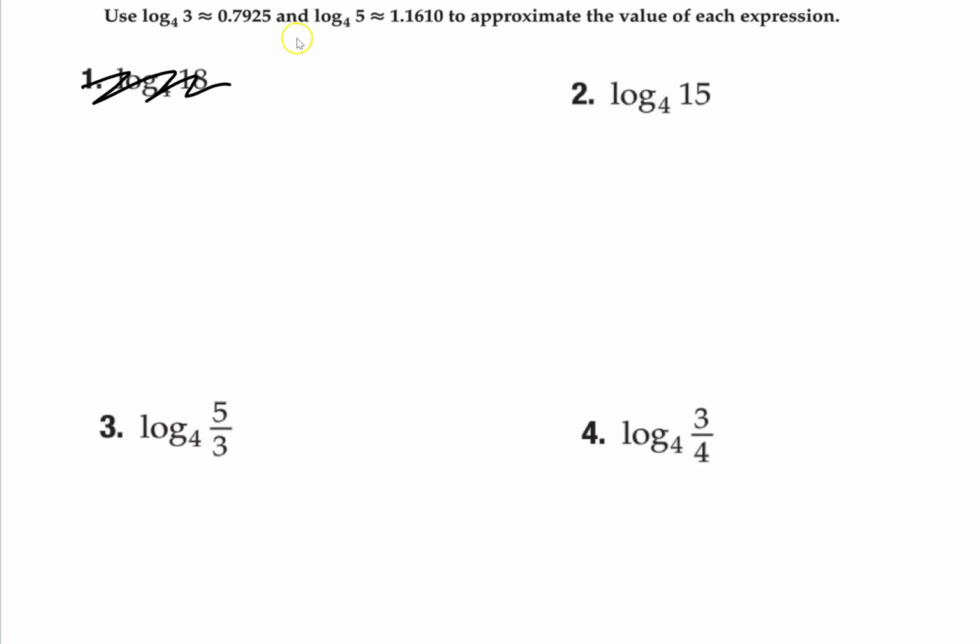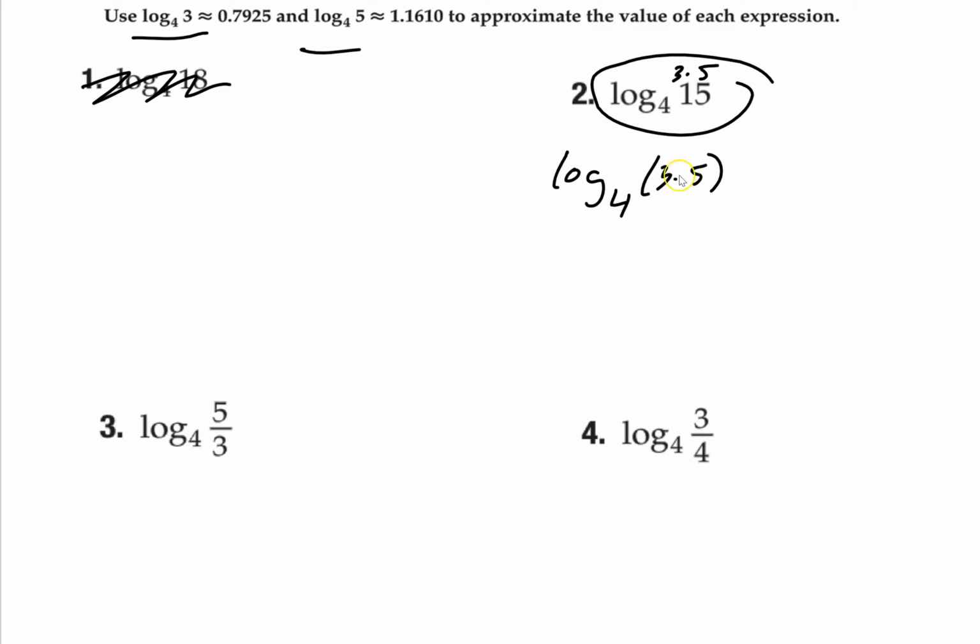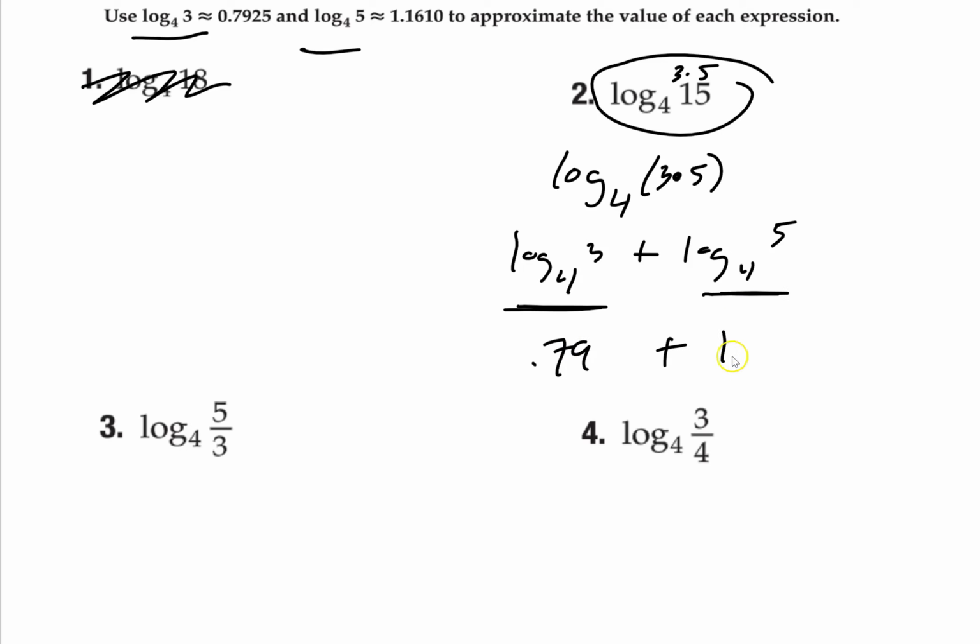So same concept. Let's look at this one right here. So they want you to use log base 4 of 3 and log base 4 of 5. So the first one, I know what that is. 15 is 3 times 5. So you just break it up. Log base 4 of 3 times 5. And remember, multiplication is addition. So you go log base 4 of 3 plus log base 4 of 5. You know what this is? They give it to you. 0.79. You know what this is? They give it to you. 1.16. And then you add them up.